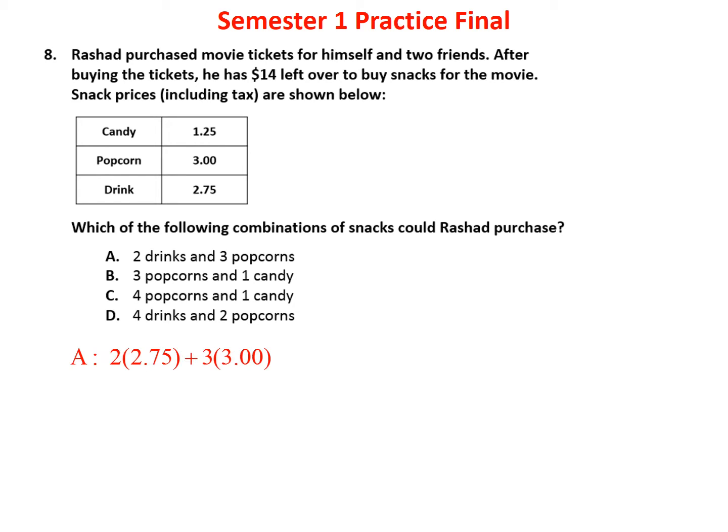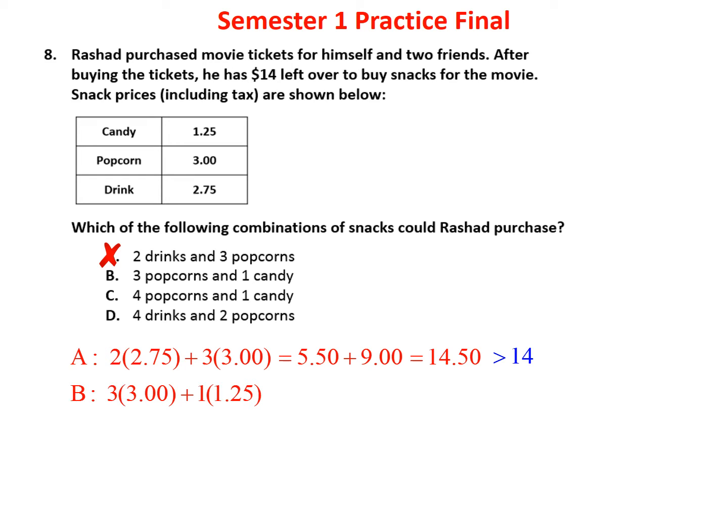So the first one, we have 2 drinks, so 2 times $2.75, and 3 popcorns, and the popcorns are $3, so 3 times 3. So that is $5.50 plus 9, which is $14.50. Close, but it's too much. It's greater than 14, so A is not a possible answer.